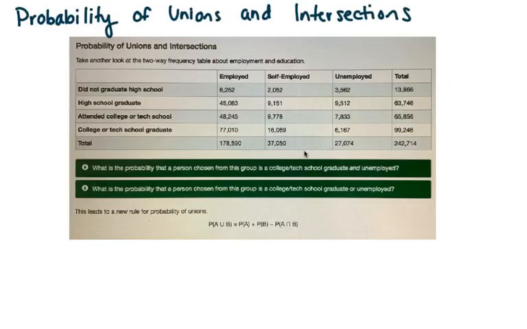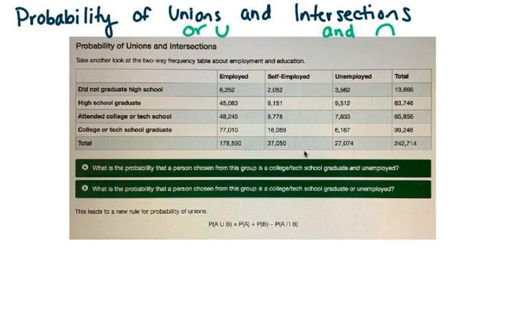The probabilities of unions and intersections. So unions is or. So any problem that wants you to find the probability of something or something, that's a union. Think of unions as like joining together. The symbol for union, or for or, is a U. An intersection, that's your ands, and that's the upside down U. Okay, so it's really important that we're knowing those different symbols. And so we're going to take another look at this two-way frequency table. So here it is. We've already actually talked about this rule, but we're going to talk about it again.